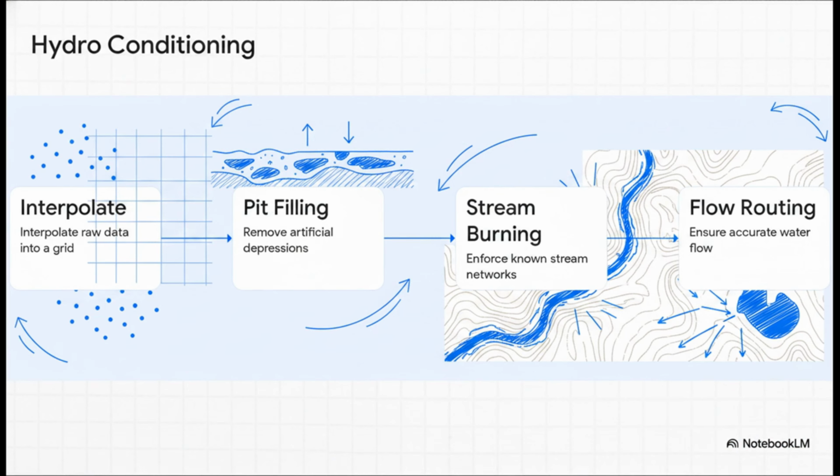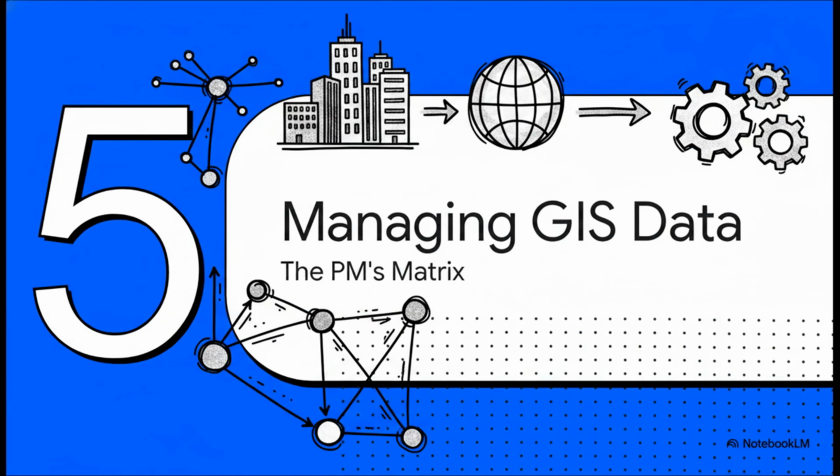Let's see how this all builds into a complete hydrological conditioning workflow, because raw data isn't ready for a flood simulation right out of the box. You have to condition it. Take pit filling, for example. It's absolutely vital. Often, digital models have artificial sinks or depressions just due to data noise. If you don't fill the pits digitally, your computer model will think water gets trapped there permanently, which completely ruins your simulation. By filling pits and burning in known stream networks, you ensure water flows exactly the way it should across your digital terrain.